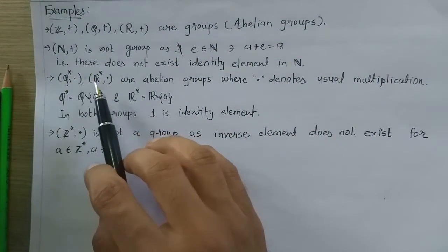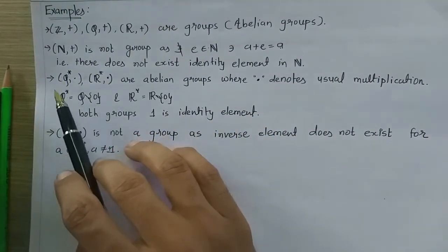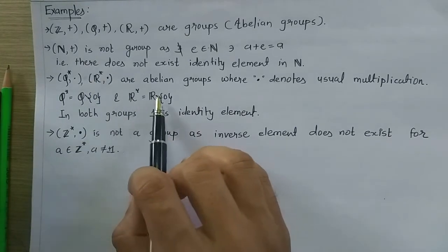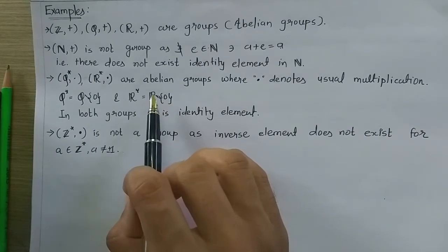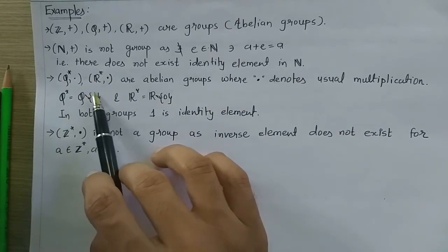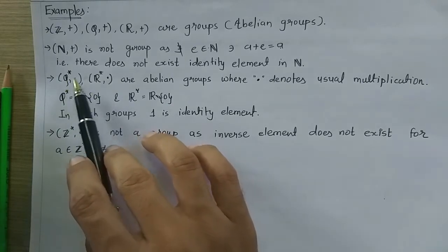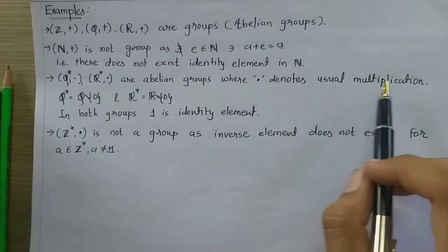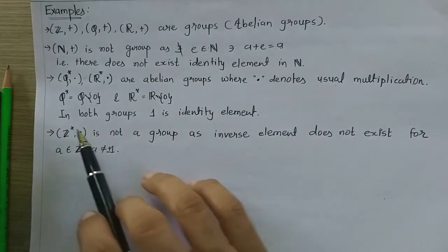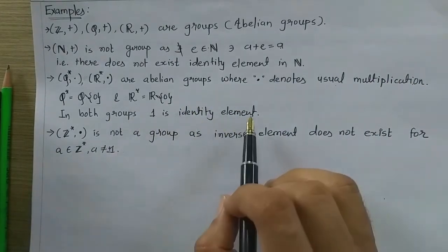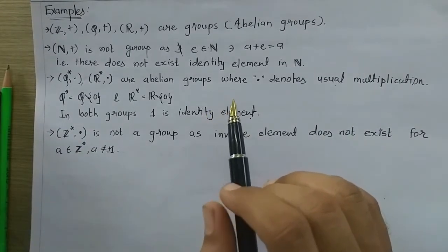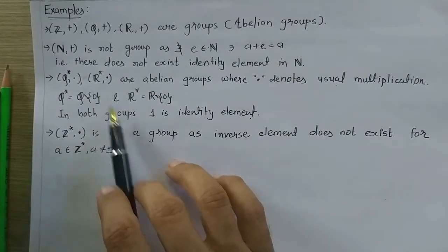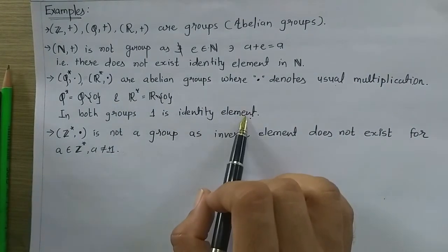Now Q star and R star. So first of all, what is Q star? Q star means Q minus the singleton 0. R star means R minus the singleton 0. So what we do here, we remove the 0 element. So Q star and R star are abelian groups where dot denotes usual multiplication. In both groups 1 is the identity element, as if we multiply any element with 1 then we get the same answer. So here 1 is the identity element.